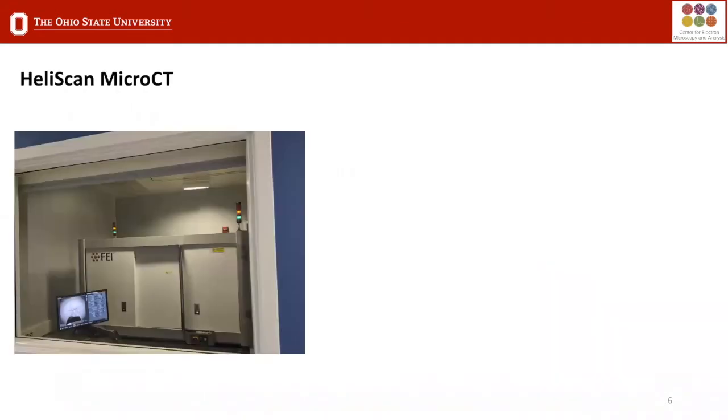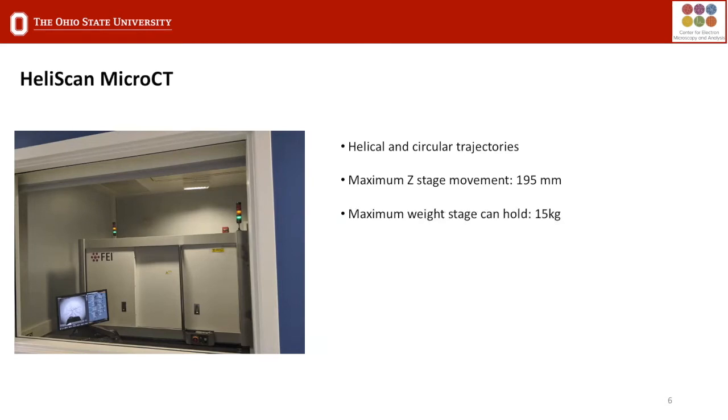Now let's talk about the HeliScan microCT. The HeliScan can perform both helical and circular scanning trajectories. It has a Z vertical stage, which can move 195 millimeters vertically. This combined with the helical scanning trajectories means that samples with large aspect ratios can be imaged in one scan. The sample stage can hold a maximum of 15 kilos, allowing for heavy samples or sample cells to be mounted.